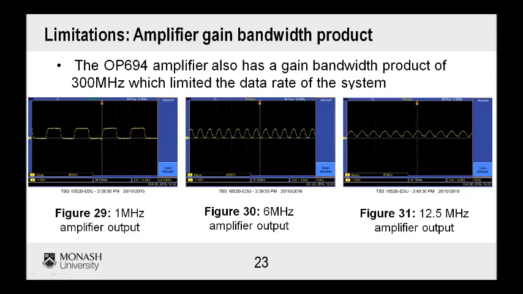On the right, you can see the output at 12.5 MHz, which has exceeded the gain bandwidth product of the amplifier. At this point, you can see that the amplitude is being reduced as the fundamental frequency is affected.